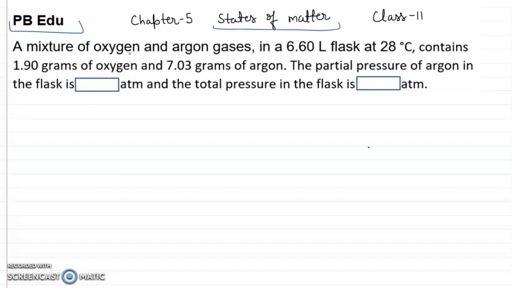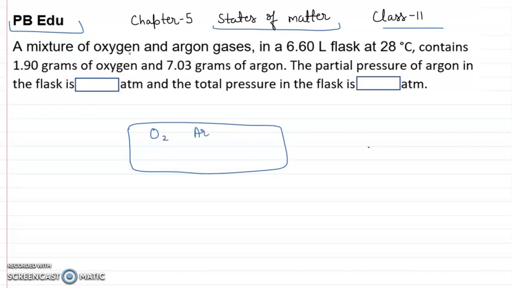So today we have a question related to states of matter from the grade 11 class. Here the question says a mixture of oxygen and argon gases in a 6.60 liter flask. So we have a flask. We can take it as like this. This is a flask in which we have oxygen gas and argon gas. Both the gases are there, and the volume of the flask is 6.60 liters.